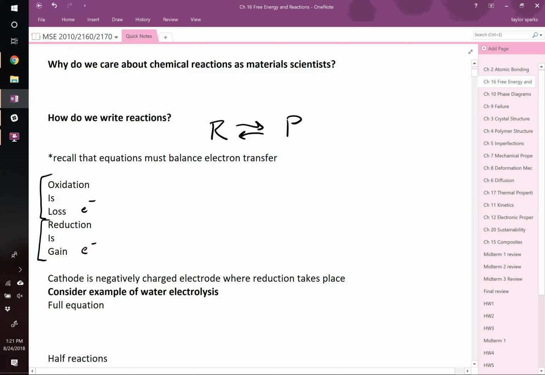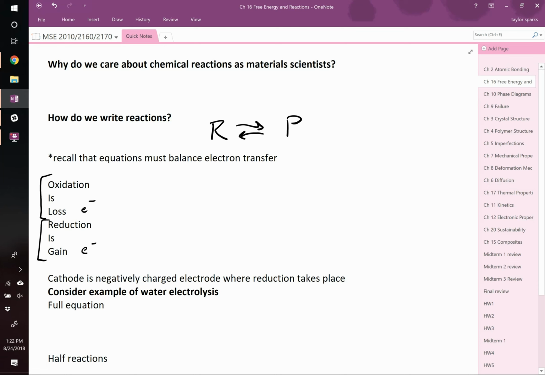So the oxidized species is the one that's losing its electrons. Let's say you started out with iron and it turned into iron 2+, it was oxidized. Whereas if you had zinc 2+ ions and they plate into zinc metal, it had to pick up 2 electrons to do that, so it was reduced.